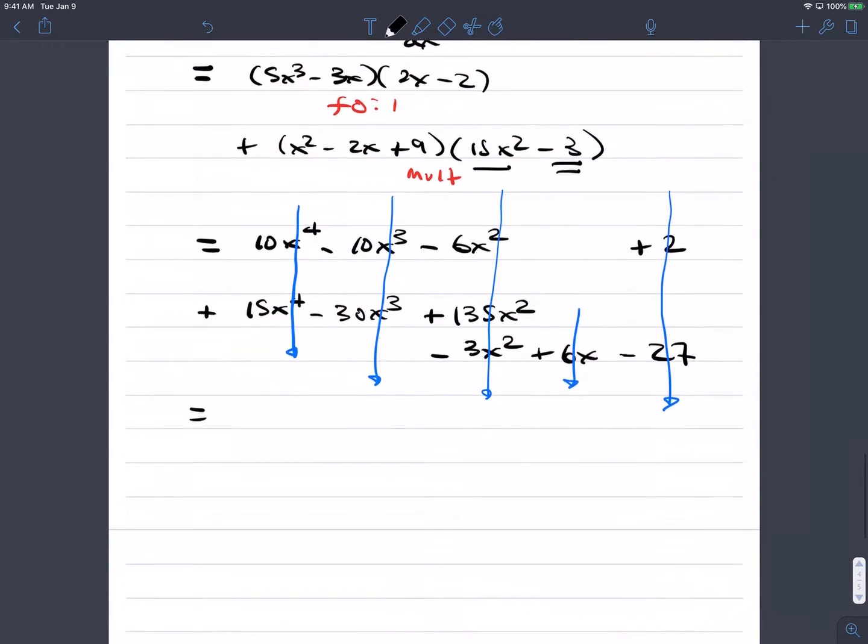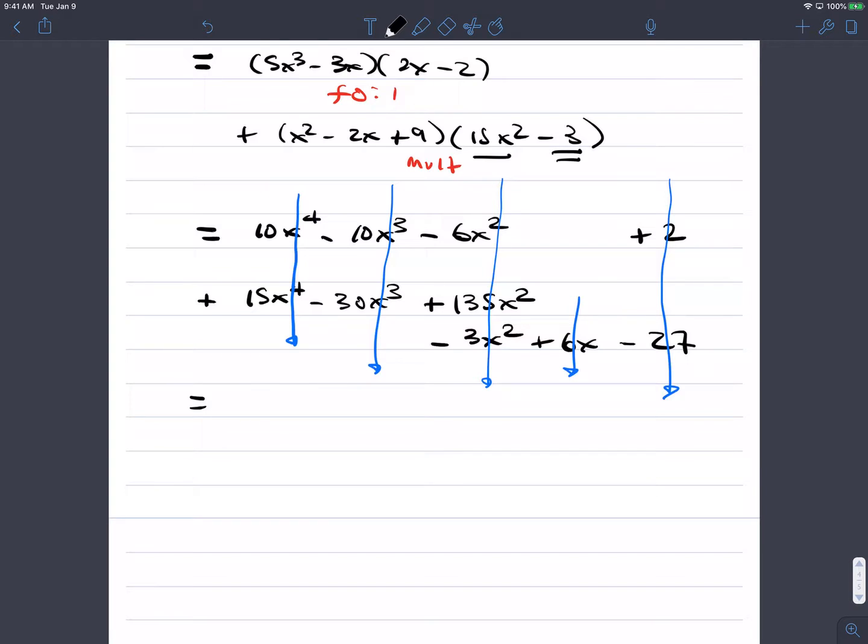All right, well, let's see. 10 plus 15 looks like we'll get, I'll put it here. Looks like we'll end up here with a 25x to the 4th minus 40x cubed. And then we have a negative 6 plus 135 minus 3. So it looks like negative 6 plus 135, that's going to give you 129 minus 3. That's going to be 126x squared plus 6x minus, looks like 2 minus 27 is minus 25.